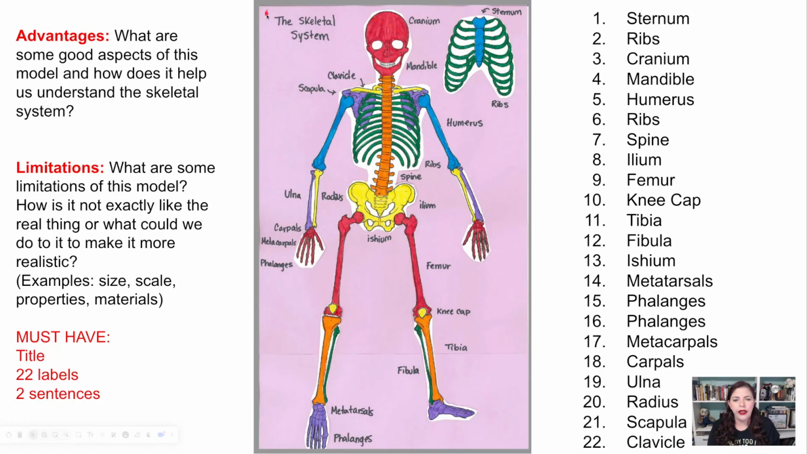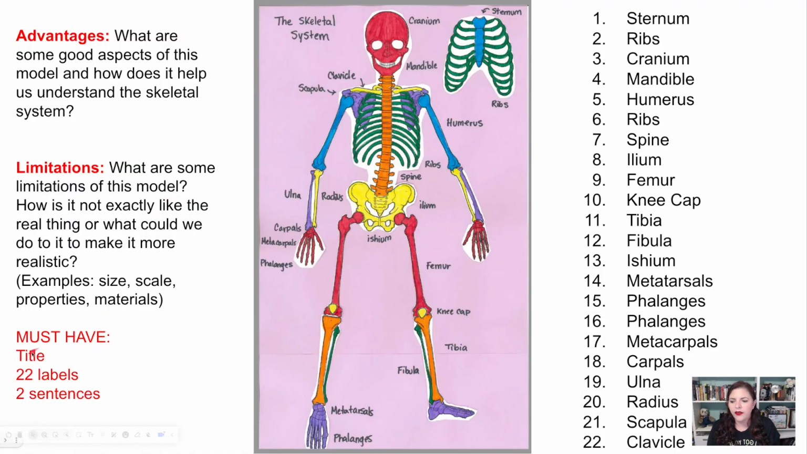Make sure that you have a title, and then you need to write 2 sentences. One sentence talking about the advantages of your model, right? What's good about it? Like, how does it help us understand the skeletal system, right? And then one sentence talking about its limitations. How could you make it better? How is it not exactly like the real thing? What is it not really doing for us?